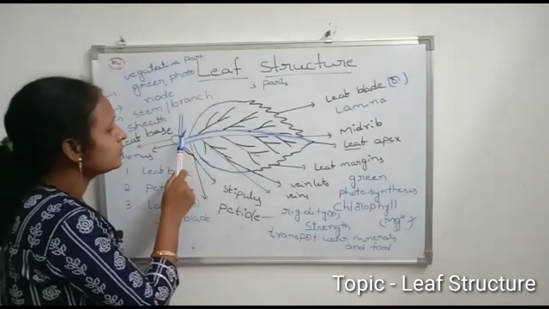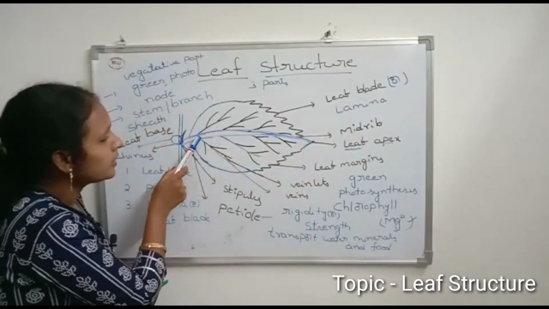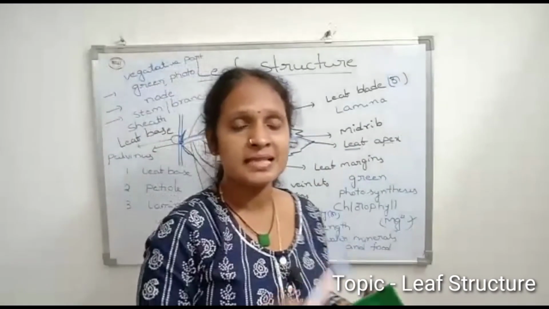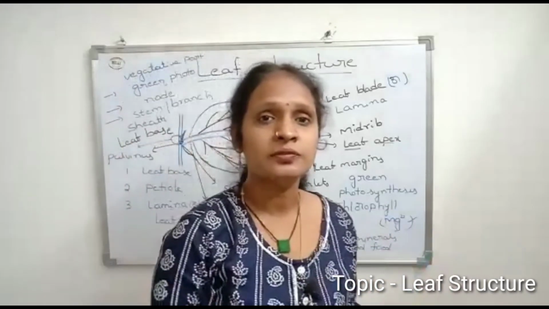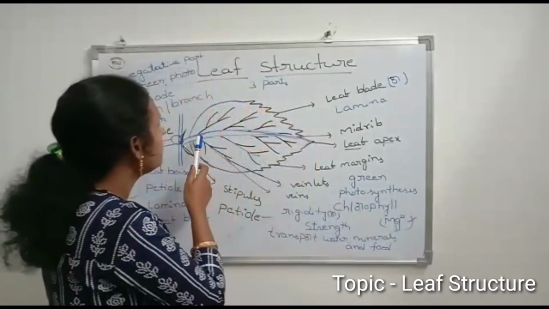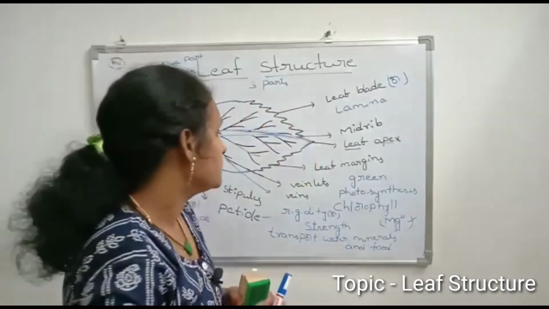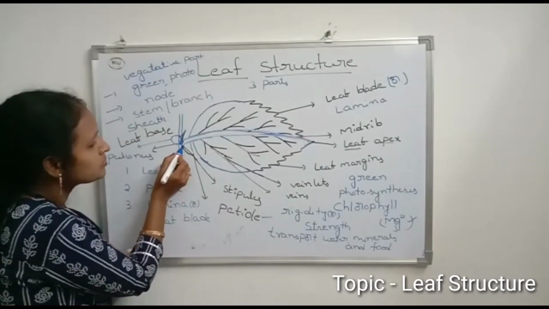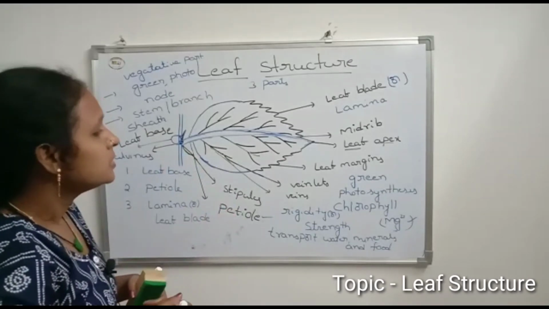In this lamina, the middle prominent vein is called the midrib, and it contains veins and veinlets. What is the use of veins and veinlets? These veins and veinlets act as channels to transport water, food and minerals to other parts of the leaf, and they provide rigidity and strength to the lamina. At the petiole appear small leaf-like structures called stipules.